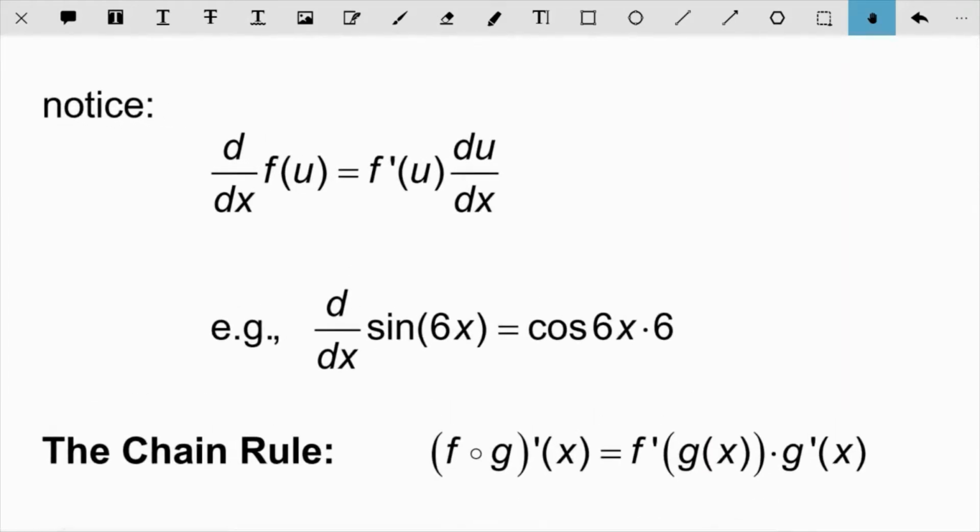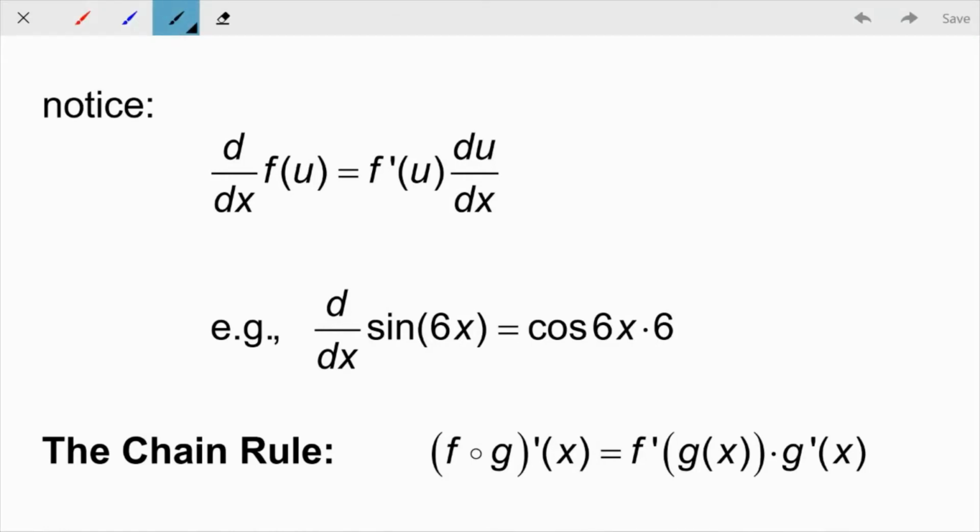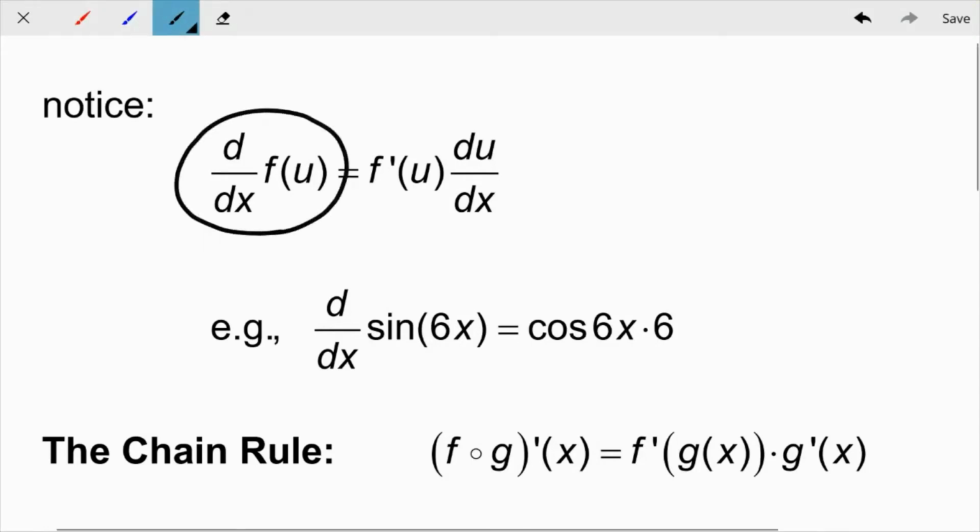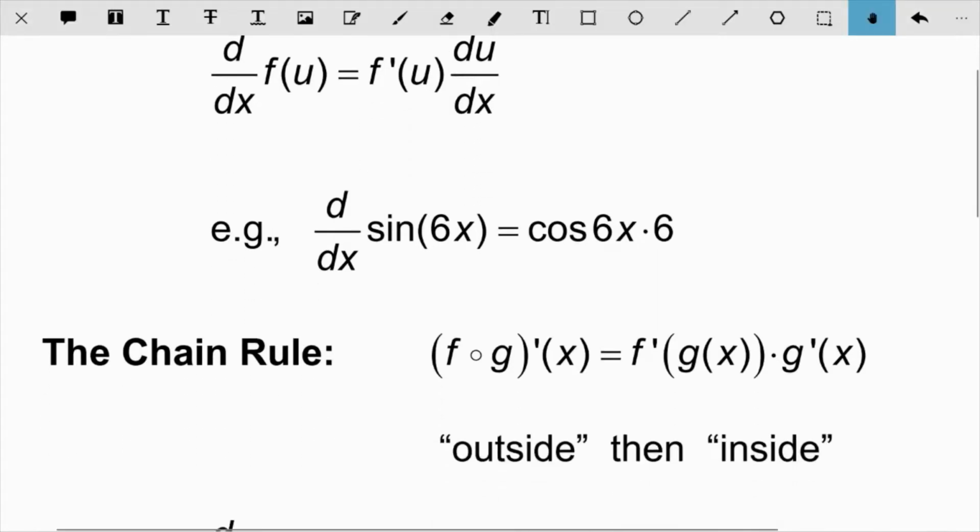Okay, we can also look at the chain rule from a function notation standpoint. If I take the derivative of some function of u, so that's what this is saying, then it's the derivative of the outside times the derivative of the inside. F prime of u times du dx. So still the same thing, just written in a slightly different form.